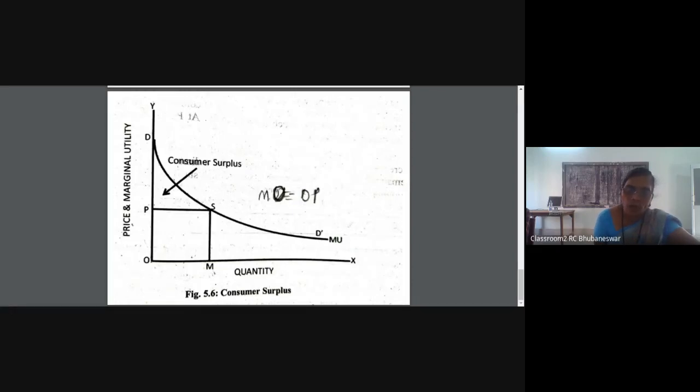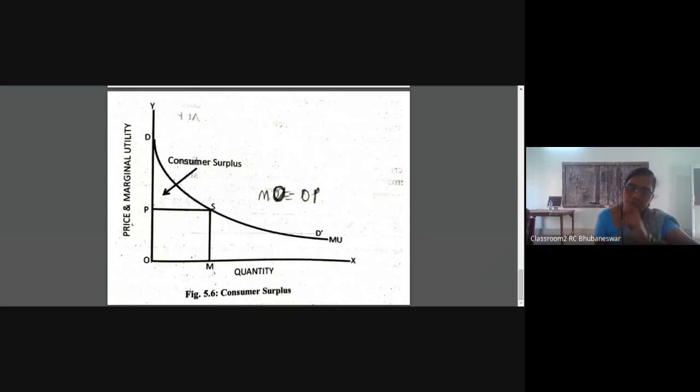That means one thing: suppose the price of a thing is 100, but that good's utility is much more, so that is its consumer surplus. Clear? Yes, ma'am.